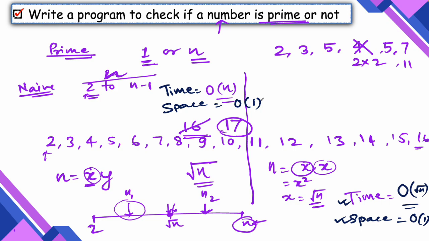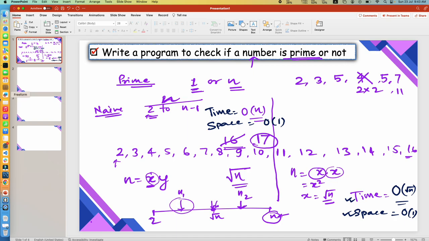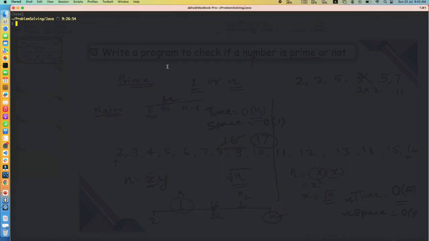Now, as usual, I'm going to write the code in the terminal. So let's begin. Where is my terminal? Okay. PrimeUtil.java. Let's start coding. Class PrimeUtil. Now let's write the method signature.